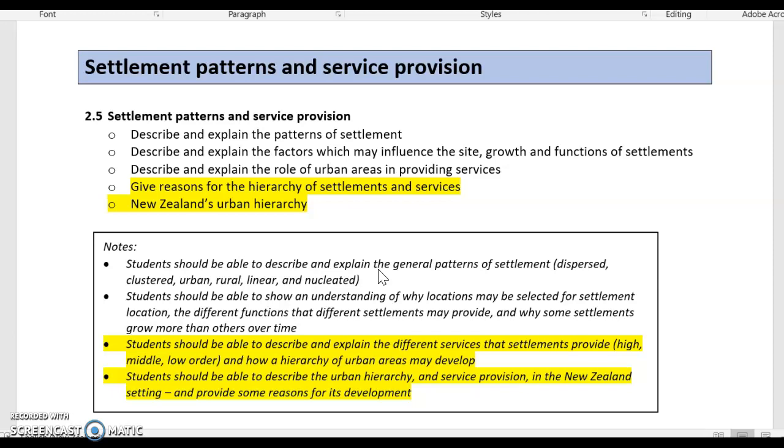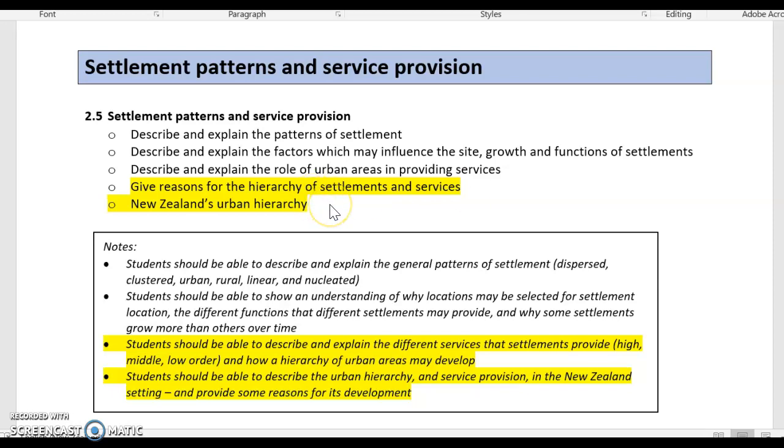As you can see, what I've first highlighted here with my cursor is: give reasons for the hierarchy of settlements and services. So very soon we're going to be looking at a handout that Miss Tomlinson, the trainee teacher, made for us that really highlights reasons for hierarchy of settlements and services. So a huge thank you to her for doing that for us.